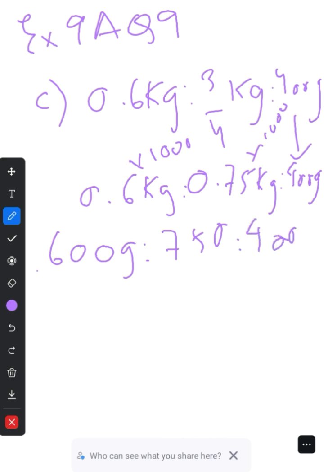Now I can divide it further by which table? 10's table first and then 5's table, okay? So 60, 75 and 40. Then dividing it through 5's table, 5 multiplied by 12 is 60, 5 multiplied by 15 is 75, and 5 multiplied by 8 is 40. That's going to be our final answer. Let's move on to part D.